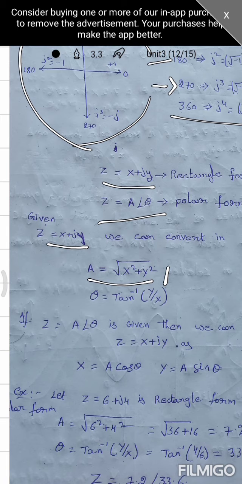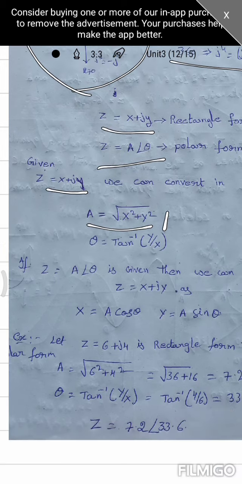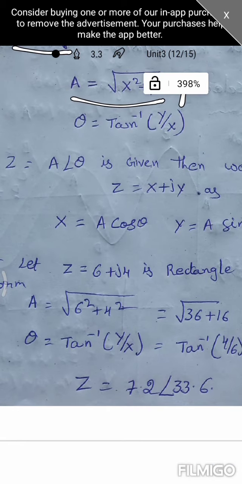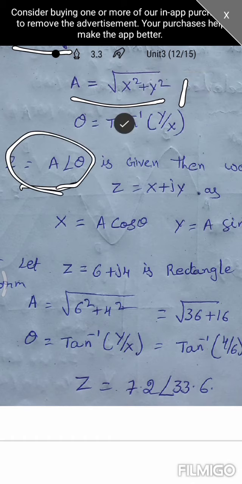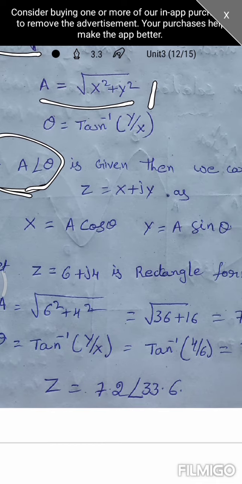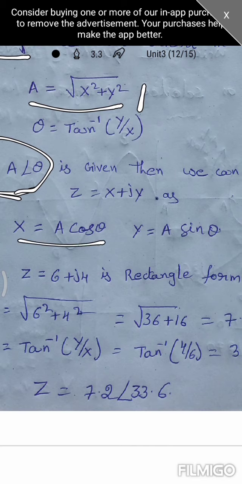Similarly, if a problem is given in polar form, then we can easily convert it into rectangular form. Let us see how this conversion is done. This is the given Z is equal to A at an angle theta. We can easily convert it into rectangular form by using these formulas. X is equal to A cos theta and Y is equal to A sin theta. This theta is nothing but this theta.